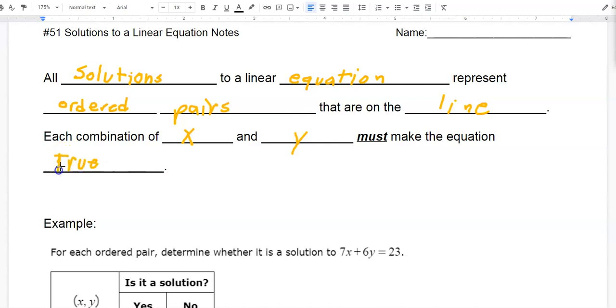So, ordered pair, remember, that's simply a point. An ordered pair is a point on the Cartesian coordinate system, the graphing system. You've got your x value, you've got your y value. Remember, your x is the one that's going this way, your y is the one that's going this way. This is your horizontal, that's your vertical. Every solution to a linear equation is going to be an ordered pair that makes it a true statement. Let's take a look at a few examples.